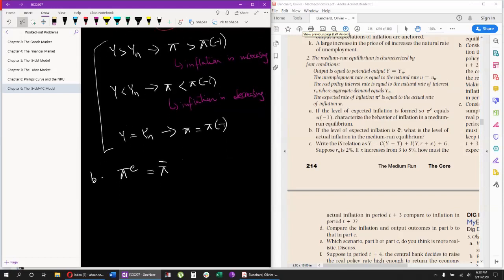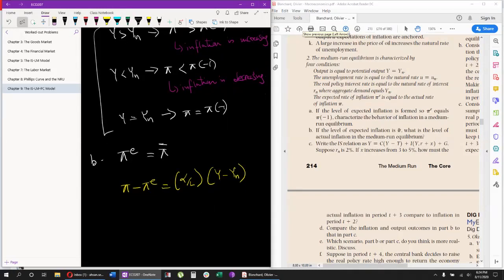So once again, let's write down the equation first. We have inflation minus expectation of inflation equals alpha by L times y minus yn. Now, what the question tells us is that expectation is formed around a fixed level. So let's substitute them out, and what we get is inflation minus a fixed level of inflation is equal to y.